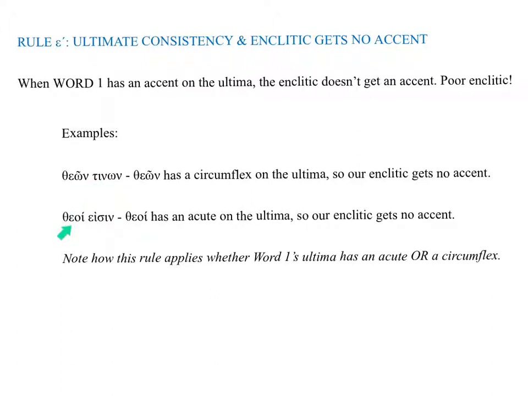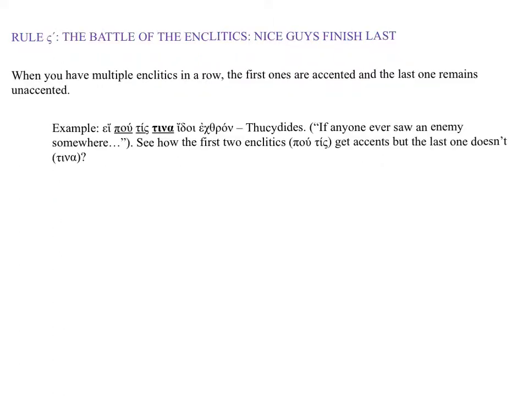Example 2. Teoi, eisen. Again, we have an accent on word one's ultima. There's an acute here. It doesn't change to a grave, which we learned from rule delta. And enclitic gets no accent. And this rule applies whether word one's ultima has an acute, like teoi, or a circumflex, like teon. It's true in either circumstance.